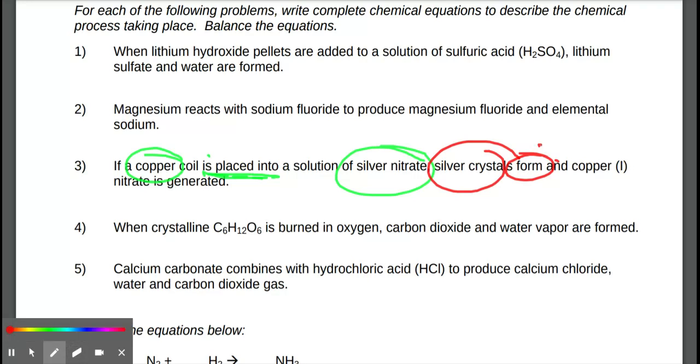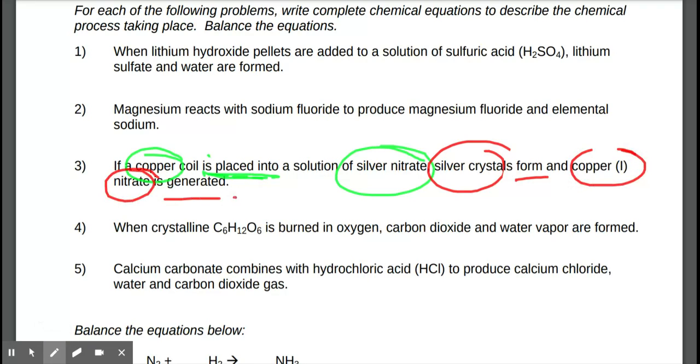Now, because those silver crystals are formed, that means they're produced. That tells me that the silver crystals are part of my product side, and then the copper 1 nitrate is generated, tells me that that's on my product side as well. So copper coil, so that's just going to be Cu, and it's put into silver nitrate, so silver and then nitrate.